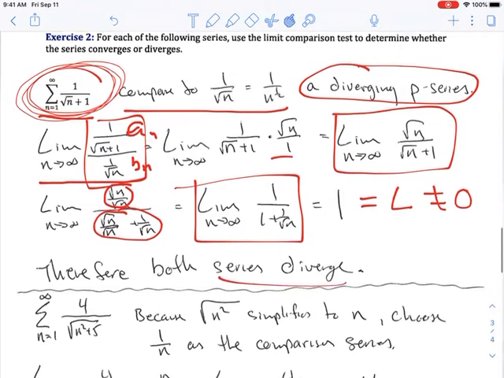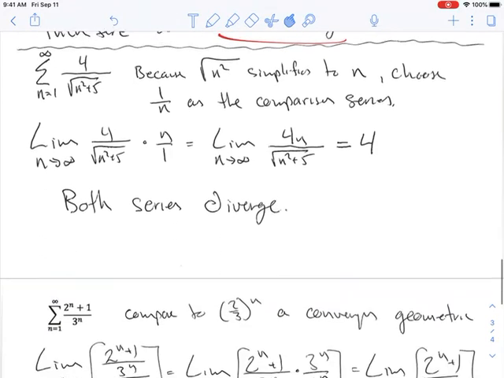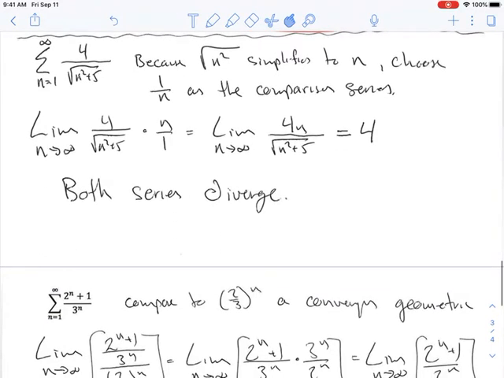I added another one in here because I had all this room and hated to waste it. So I just stuck another little problem in here. Let's do that in purple. Here is my series, a sub n, 4 divided by the square root of n squared plus 5.